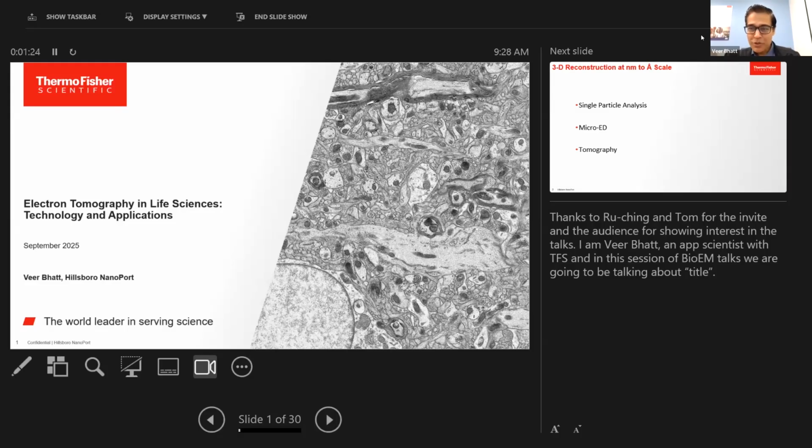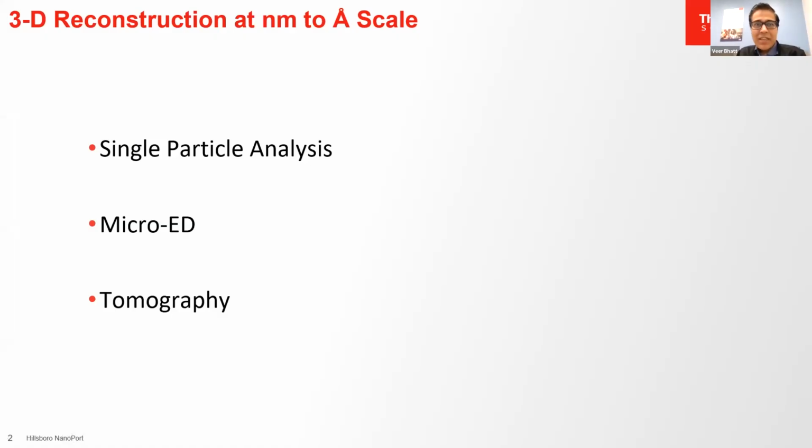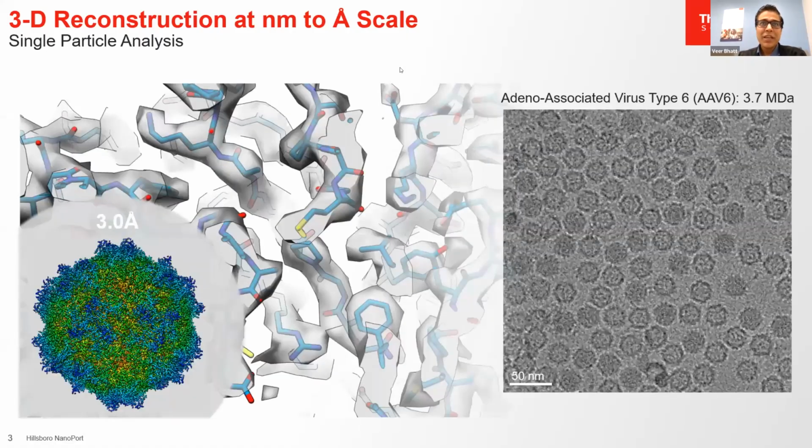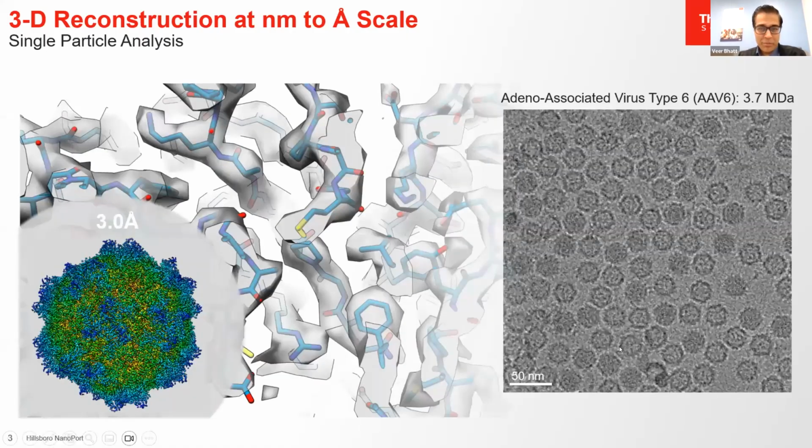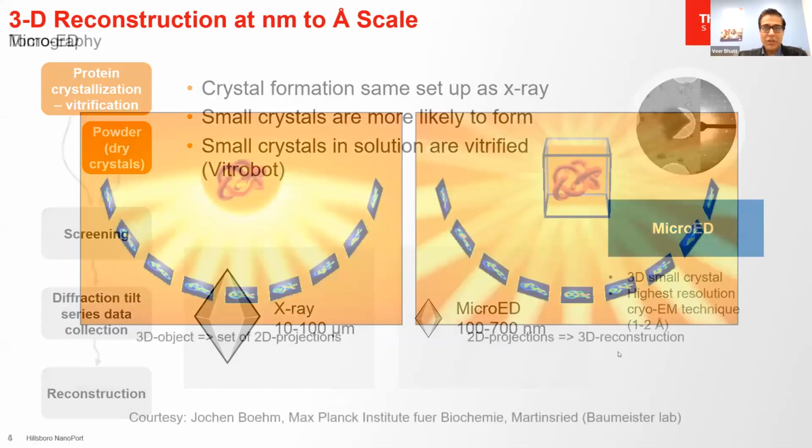In this session, we are going to be talking about electron tomography in life sciences, technology and applications. When we talk about 3D reconstruction at a nanometer to angstrom scale, there are three techniques: single particle analysis, microcrystal electron diffraction, and tomography. Because Heather already introduced all three of them, I'll skip the next couple of slides and go straight to the primary focus of today's talk, which is tomography.